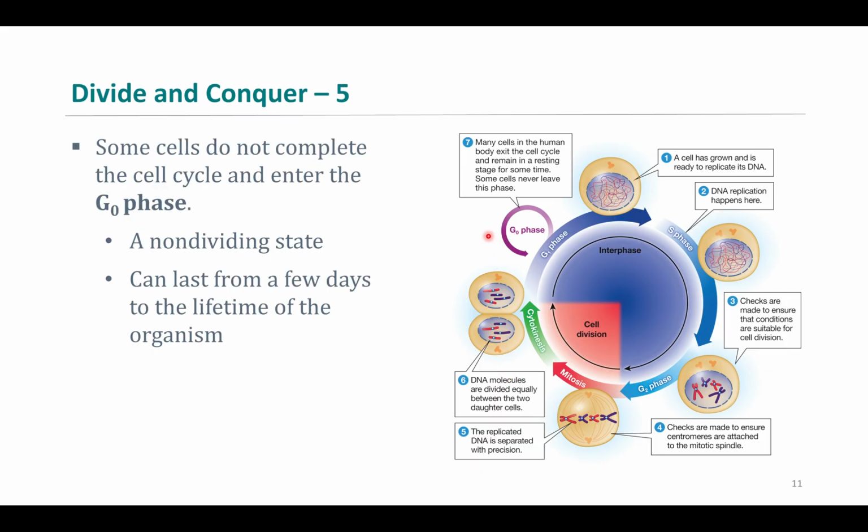Here I didn't talk about what this G0 phase is. G0 is a kind of neutral phase. Some cells, after they divide, exit the cell cycle and remain in a resting or non-dividing stage. Those cells are in a G0 phase. It's a resting stage, and they are not in the cell cycle.